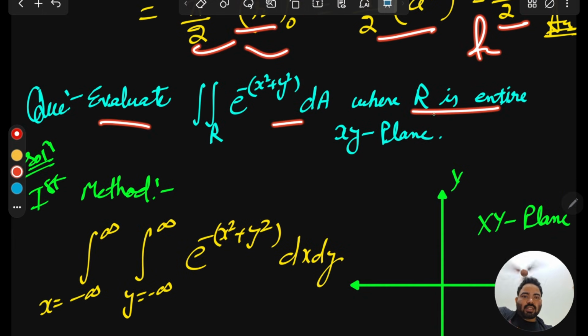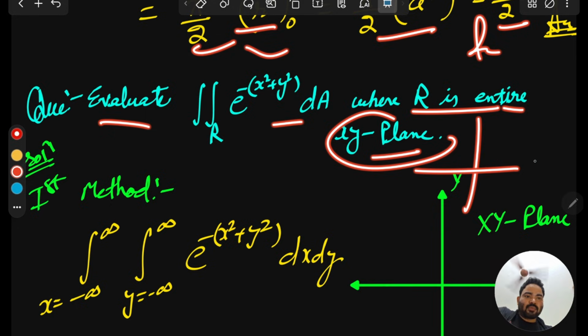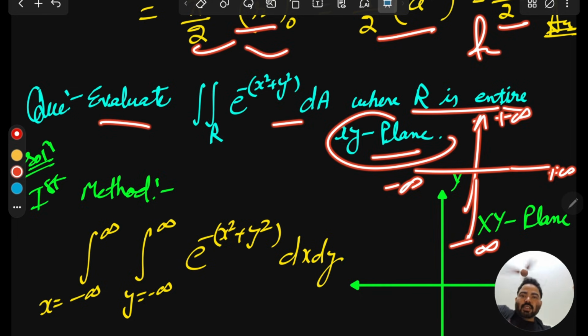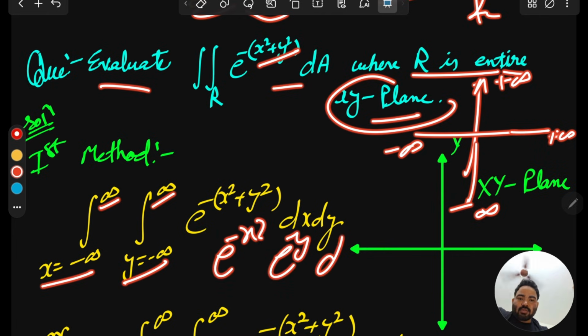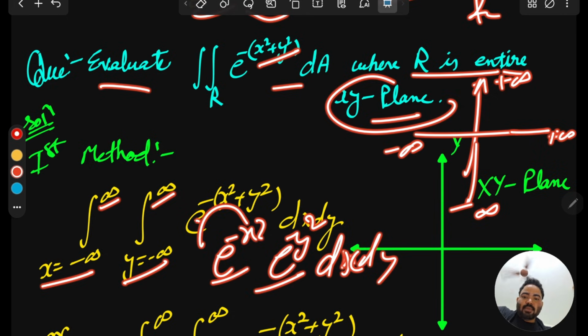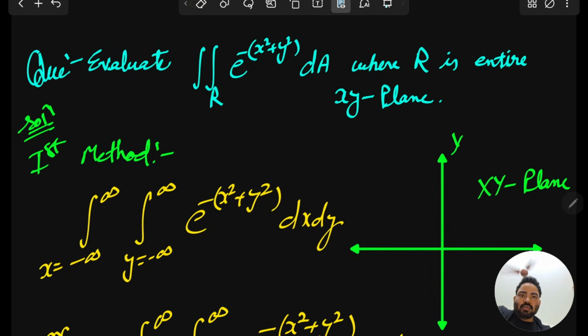Now evaluate this integral over the entire xy plane. Entire xy plane means x is minus infinity to plus infinity, y is minus infinity to plus infinity. If you are going to do it directly, it becomes very hectic, because x is minus infinity to infinity, y is minus infinity to infinity, with x square e to the power minus y square dx dy. Limits are constant. You can do it any way, but it is impossible to do the integration if the derivative is not present. Also you cannot do the change of order, you will still face the problem. So it's better to change the variable.